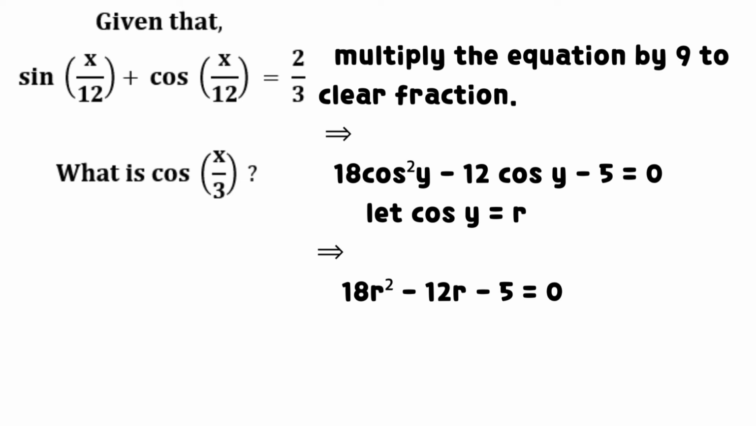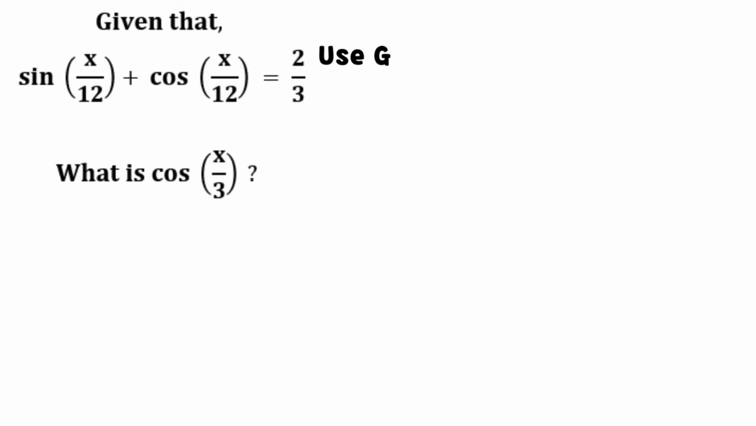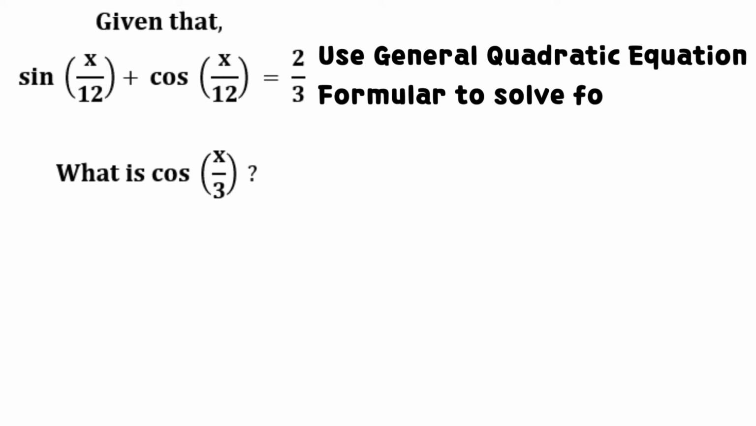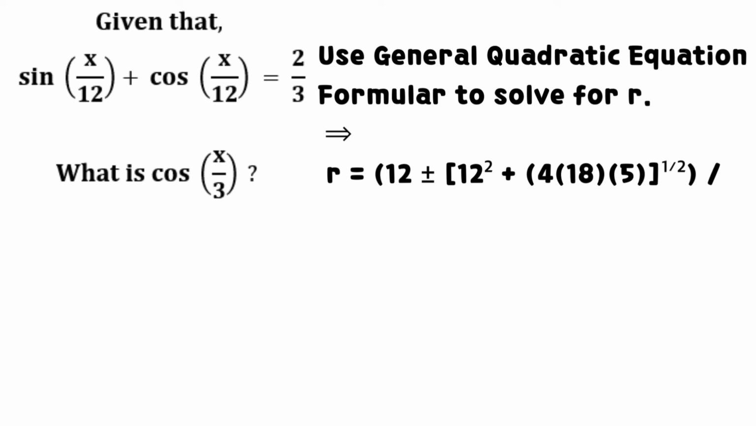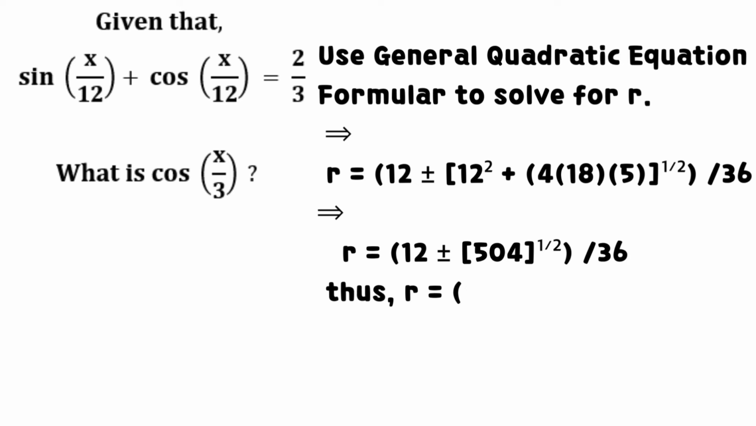equals 0. Assign cosine y to be equal to r. It implies that the product of 18 and the square of r minus 12 times r minus 5 equals 0. Use the general quadratic equation formula to solve for r. It implies that r equals 12 plus or minus the square root of the sum of 12 squared and the product of 4, 18 and 5, all divided by 36.